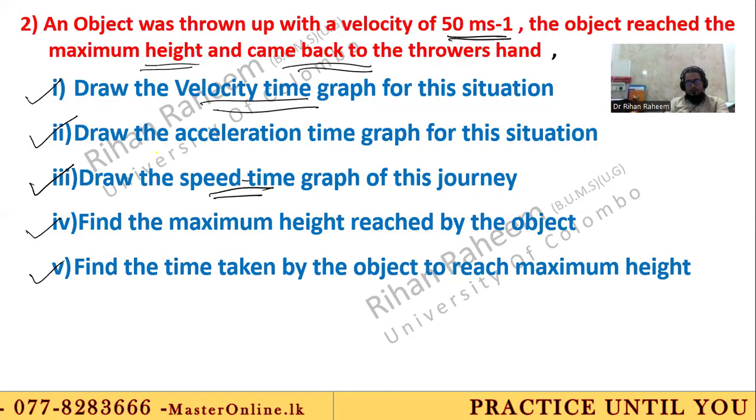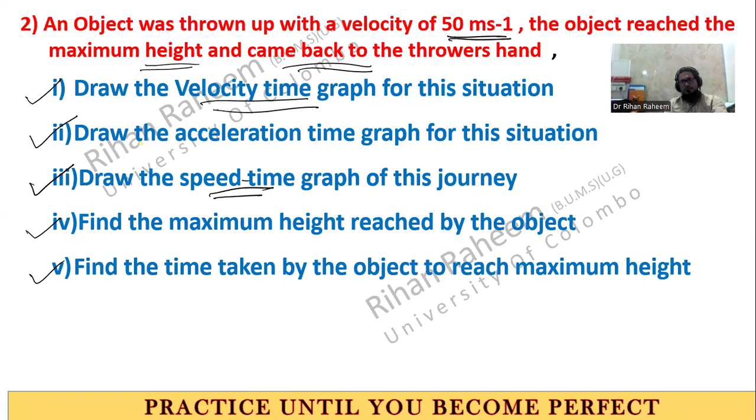I'm explaining not according to the question order, but according to the understanding order. So listen to this very carefully. A person is throwing this ball with 50 m s^-1. Only that data is given. So when going up, what will happen? After you throw the ball, there is no upward force acting on the ball. So what will happen is the speed of the ball will be reducing.